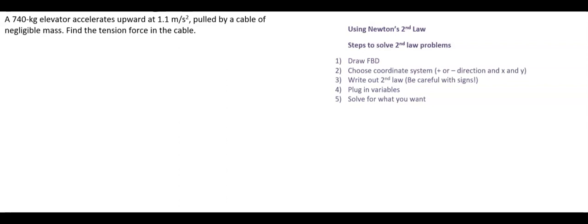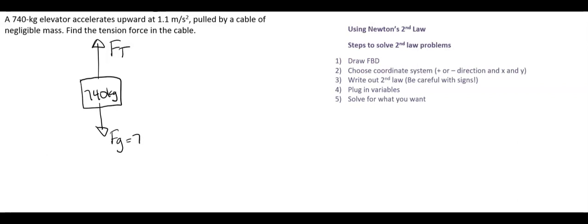Okay, so for our free body diagram, we have this 740 kilogram elevator. We have a cable, and in that cable we know is going to be tension force. Tension is the force of stretching in a rope or cable. We know gravity acts on all things that have mass. So the gravity in this case is going to be 7,400 newtons pointing downwards. Tension force is what I want to find. I'll put a question mark right there.